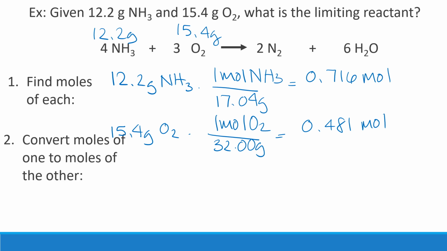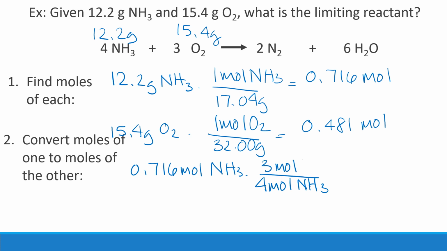Now what I'm going to do is convert one of those givens to the other. So if I take my 0.716 moles of ammonia, and I use my mole ratio to convert it to moles of oxygen, I'm going to use 4 moles of ammonia for every 3 moles of O2. That tells me I need 0.537 moles of O2.